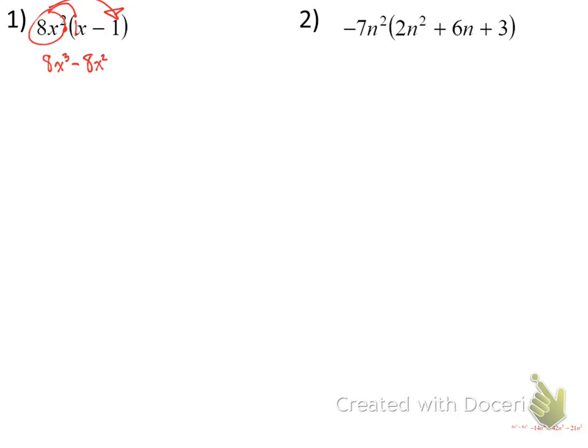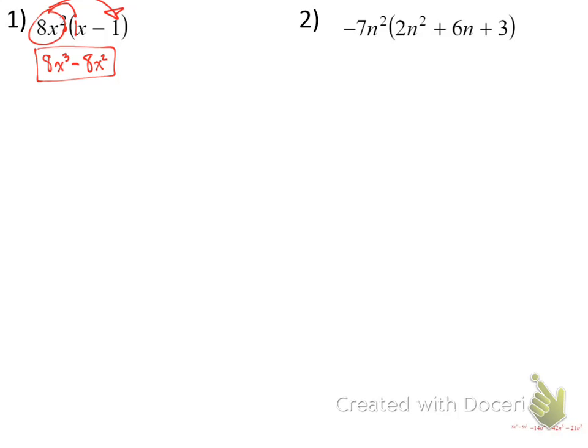Next, I'm going to check to see if this needs to be rewritten in descending order. It already is in descending order. X cubed is the biggest exponent, so it's already in descending order. So we're all done with number 1. Number 2.